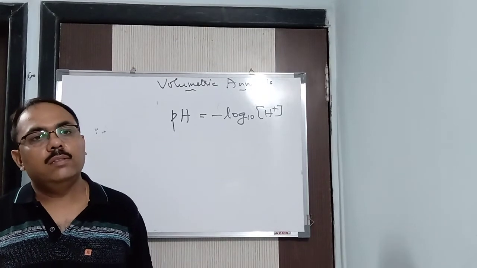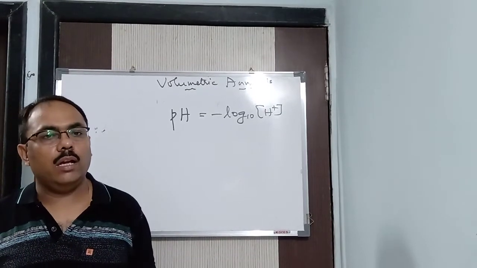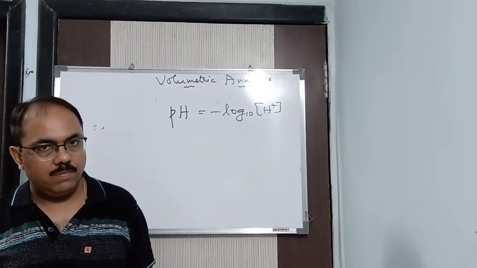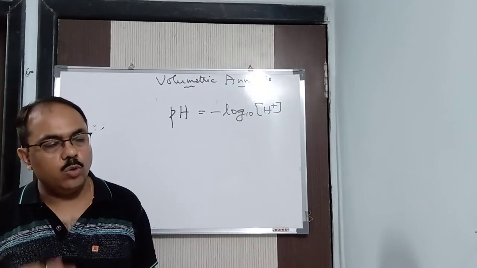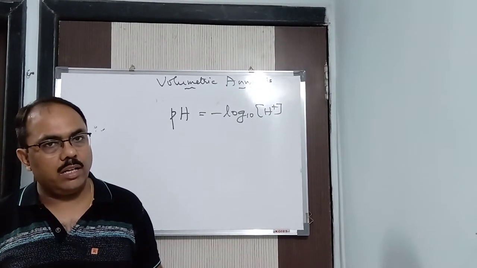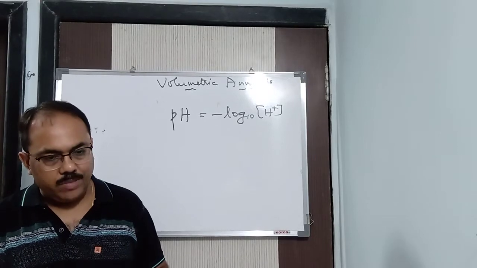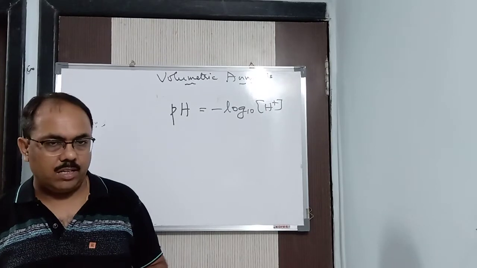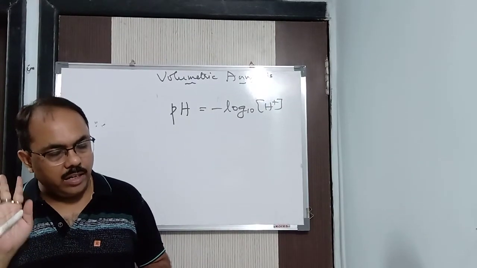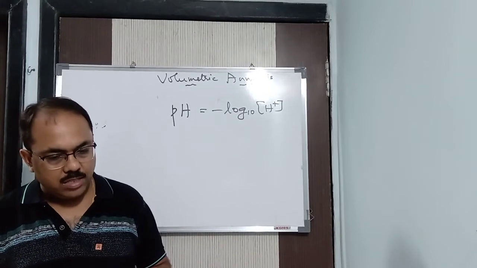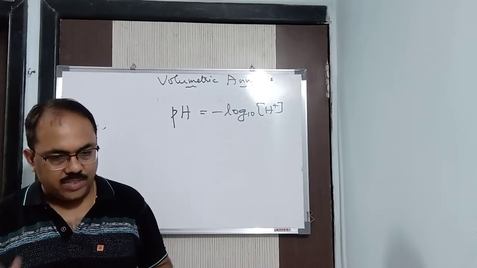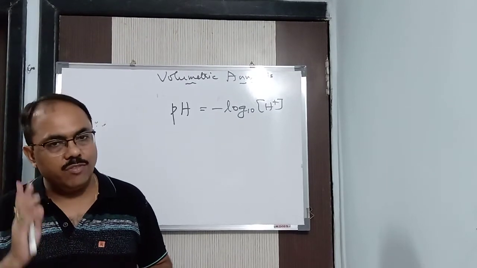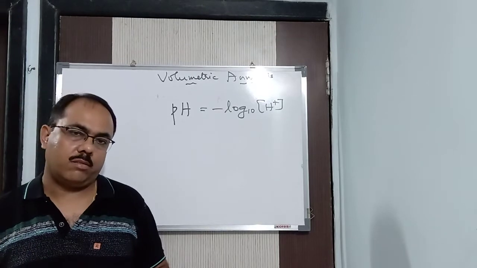That means we will choose that particular indicator whose pH range lies within the pH change. Suppose the pH range is between 4 to 8. We will select that particular indicator whose pH range lies within this. It can be phenolphthalein, methyl orange, methyl blue, and many more indicators. Whichever indicator's pH change lies within that range is chosen for titrations with acids and bases.